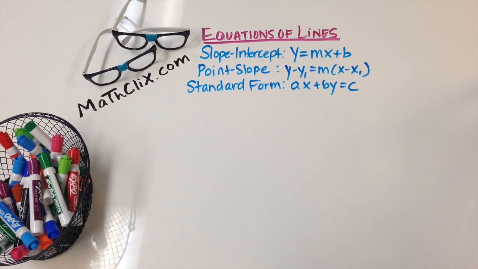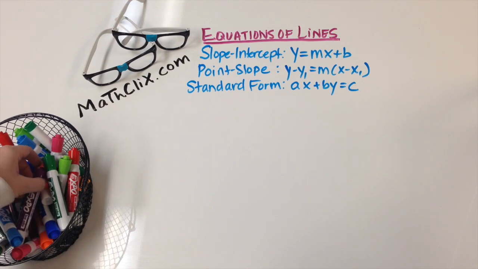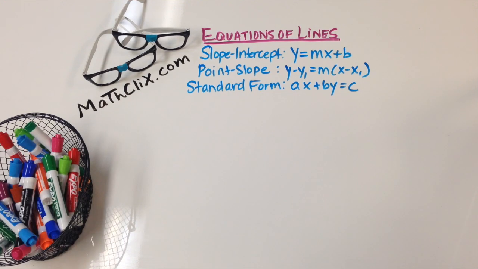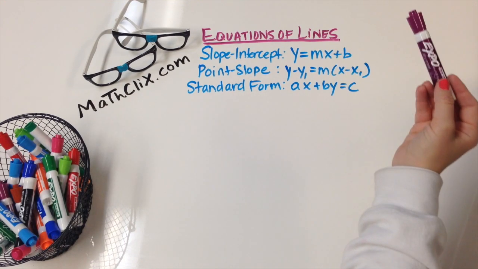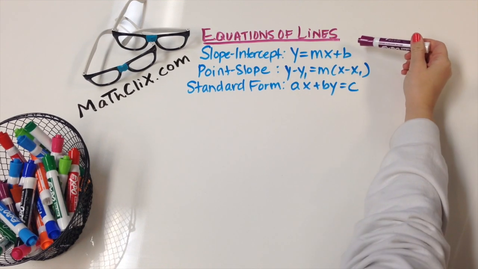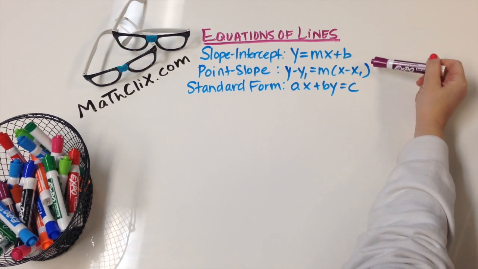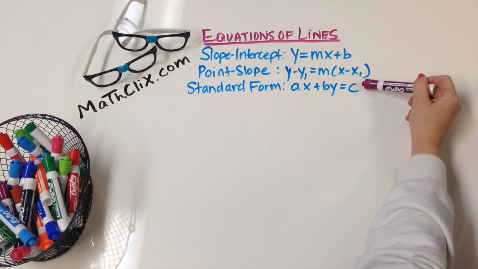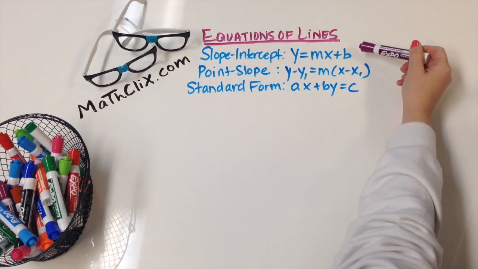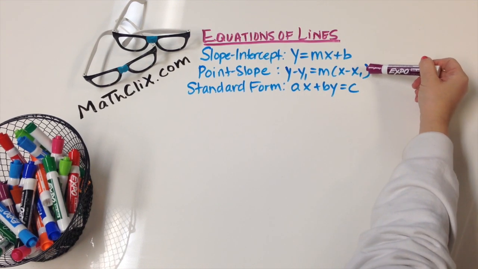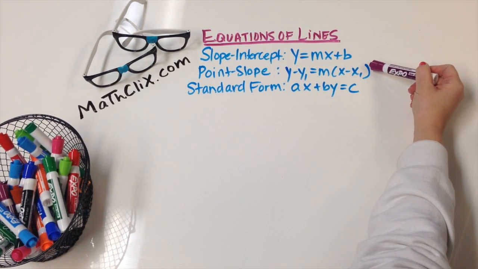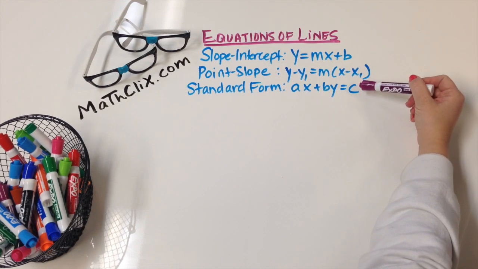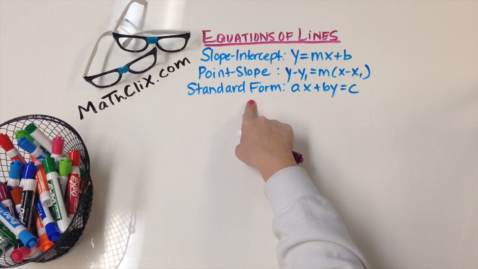Writing equations of lines is something that we all have to do in our algebra classes, and the most common way that you'll see it is either with slope-intercept form or point-slope form. There's also a standard form. So we usually choose one of these two methods, either slope-intercept or point-slope, to write the equation of a line. And then a lot of times we are asked to put it in standard form.